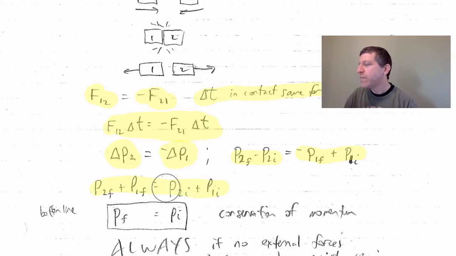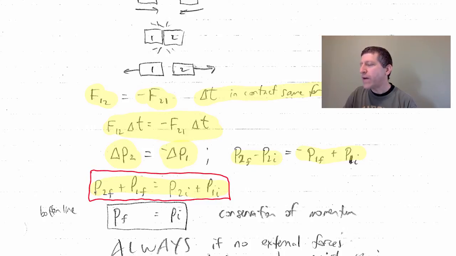And this is kind of the most important. This and the one following it are really the bottom line of this whole thing. So this right here is kind of the fundamental statement. Notice that this is P2 final plus P1 final. That is the final momentum of all the objects in the system. This is P2 initial plus P1 initial. This is the initial momentum of all the objects in the system. What this is telling us is that the final momentum of the system is equal to the initial momentum of the system. So that is what we call conservation of momentum.